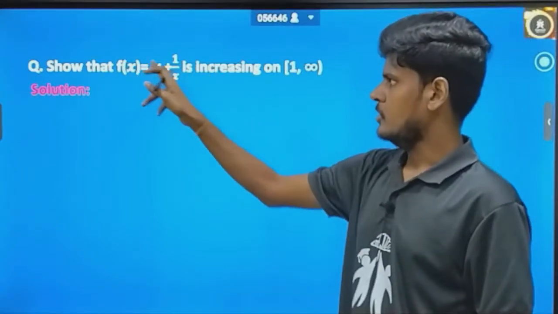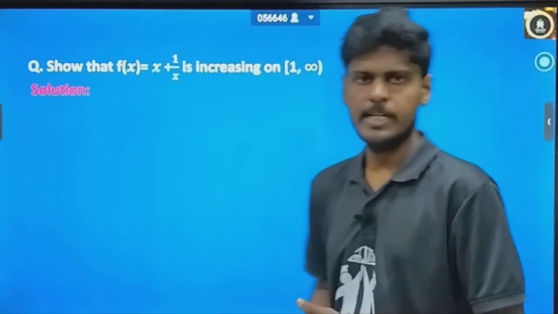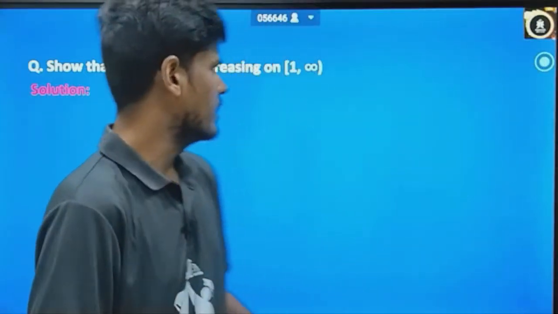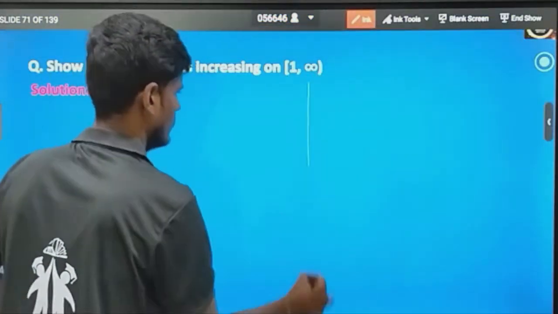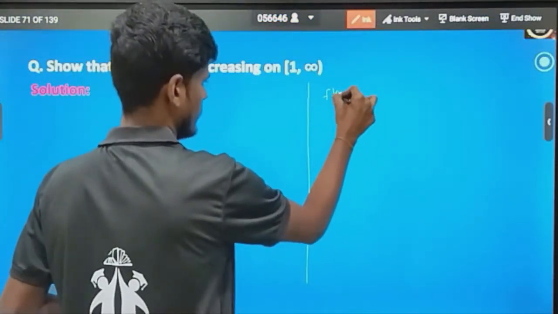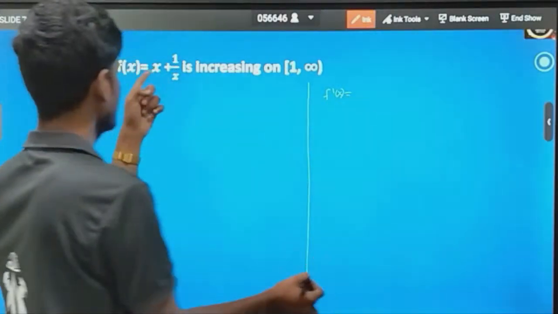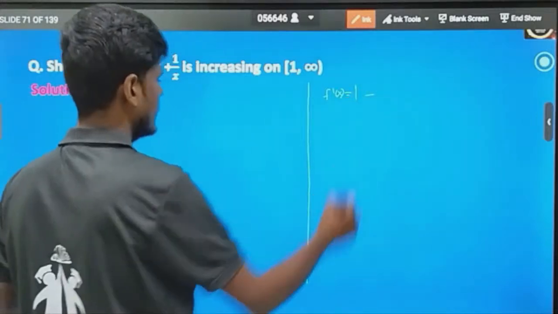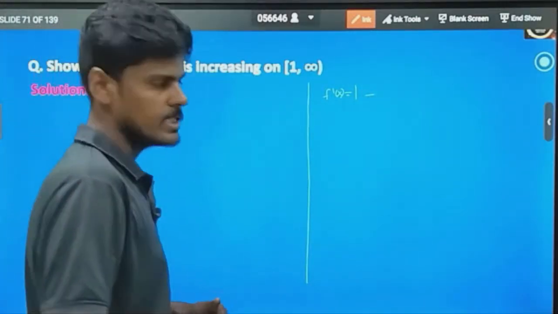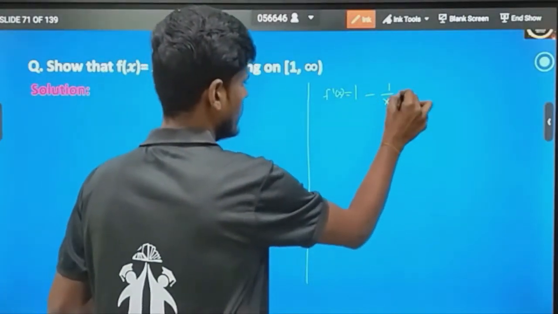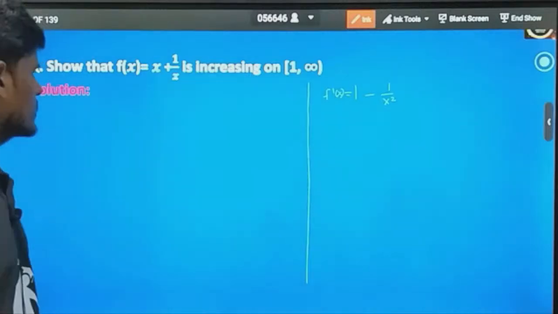Next, another question is, show that f of x equal to x plus 1 by x is increasing in the interval 1 to infinity. Again procedure will be same. F dash of x will be, what is f dash of x? Differentiation of x is 1 minus differentiation of 1 by x. What is the differentiation of 1 by x? That is minus 1 by x square. 1 minus 1 by x square.